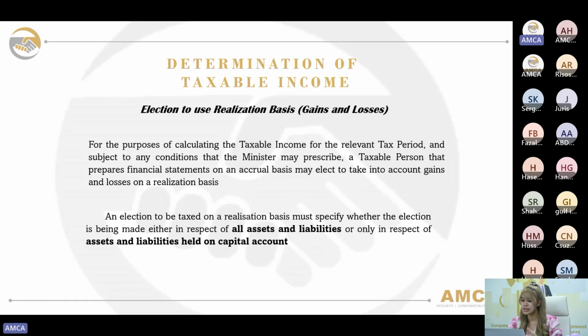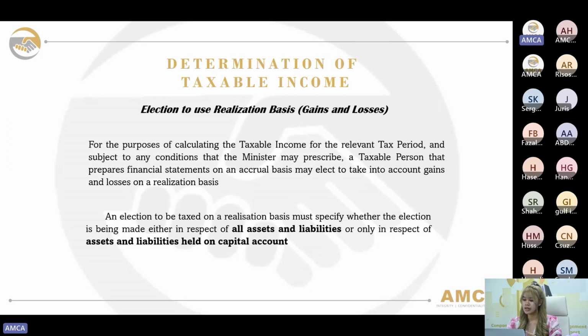Due to which no receipts could be used to pay any corporate tax liability that may arise as a result. An example of this situation would be a change in the exchange rate of a foreign currency contract yet to be settled at the end of an accounting period. So, as a way to prevent this circumstance, taxable persons who prepare their financial statements on an accrual basis may elect to take into account the gains and losses on a realization basis. This means that for the purpose of calculating their taxable income for a tax period, it is determined when an asset is disposed of, or a liability is already settled, or a different realization event occurs.